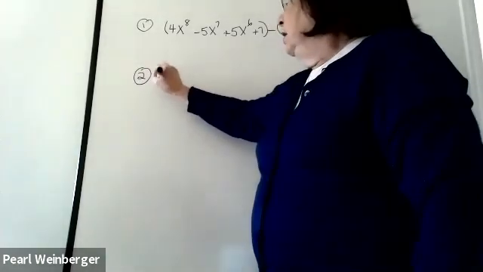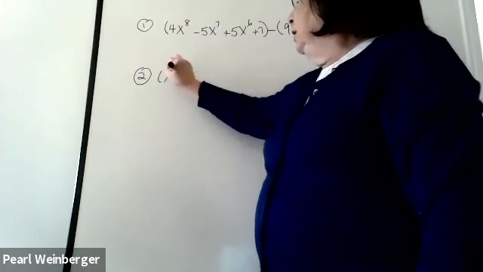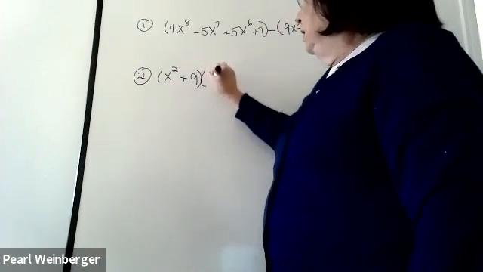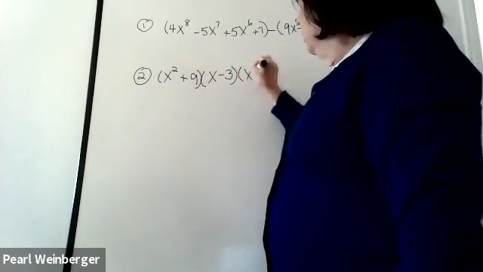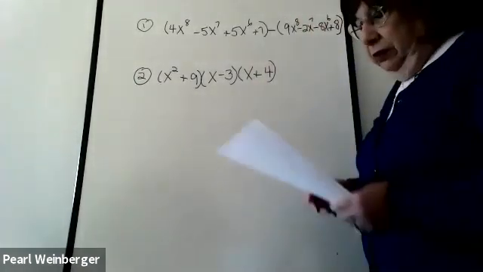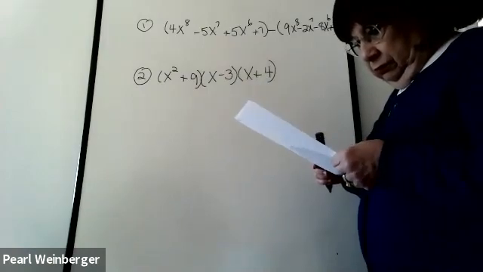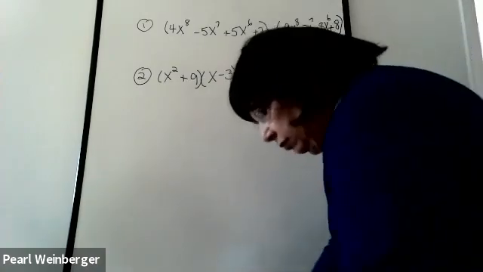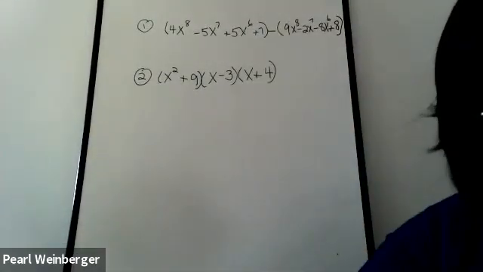Multiply this. x squared plus 9 times x minus 3 times x plus 4. Let's see if you can do that multiplication. And all right, we probably won't have time to do more than that, so I'll just do those two. Okay, I'll give you a few minutes. I'll give you 5 minutes to try those two.